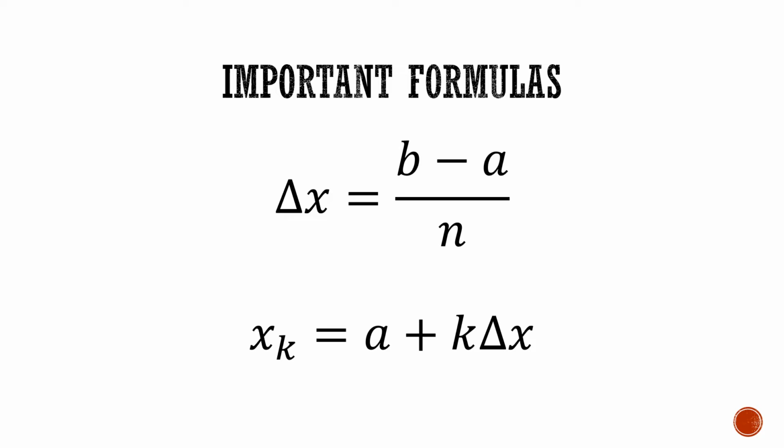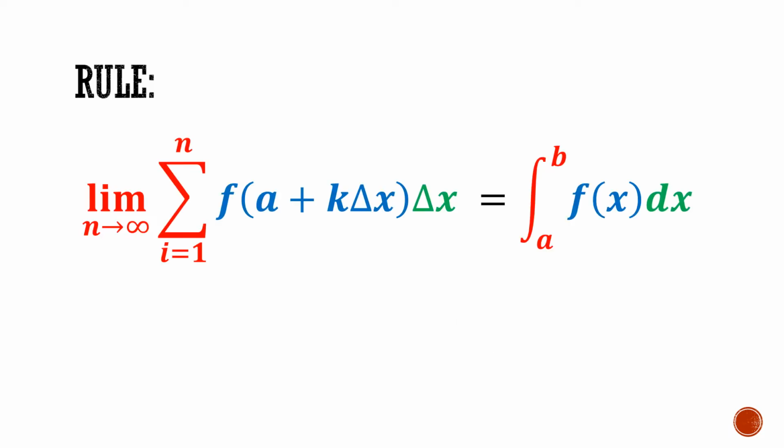Now this second formula, x sub k equals a plus k delta x, basically tells you the length of a total amount of rectangles. So let's say I want the first 3 rectangles. This formula will tell you what the length of the base is for the 3 rectangles. Now the reason why we need to know that is because we can take the Riemann sum, or this summation.